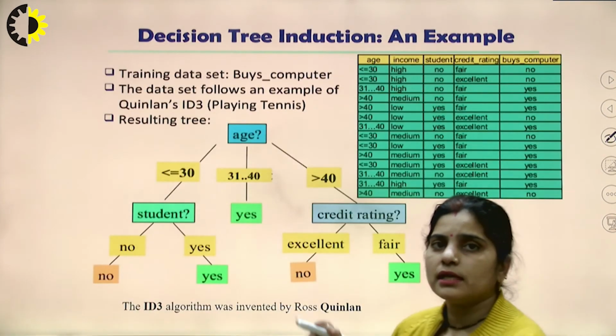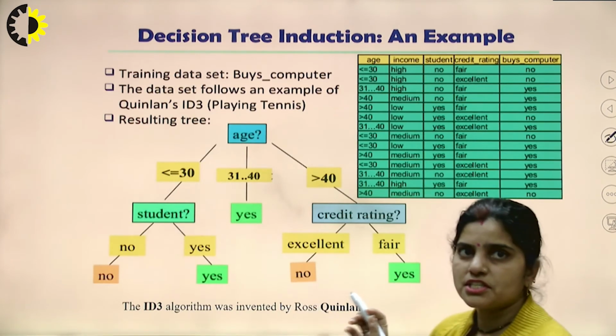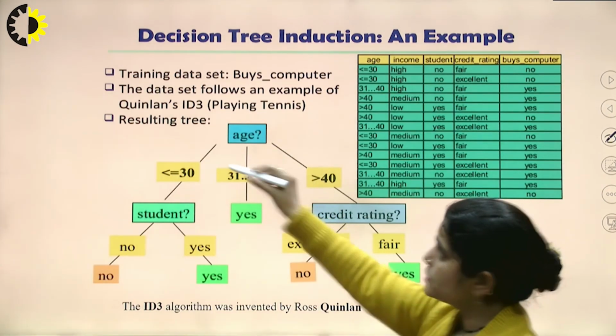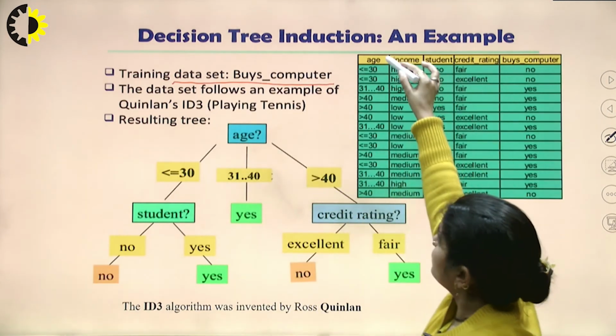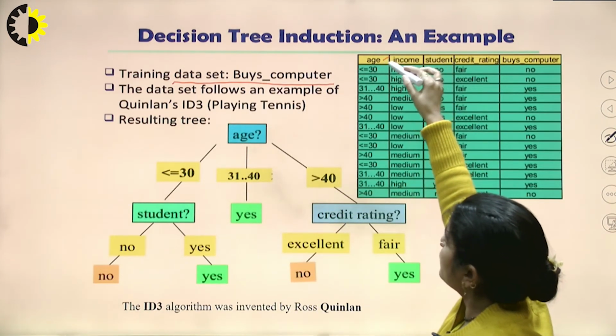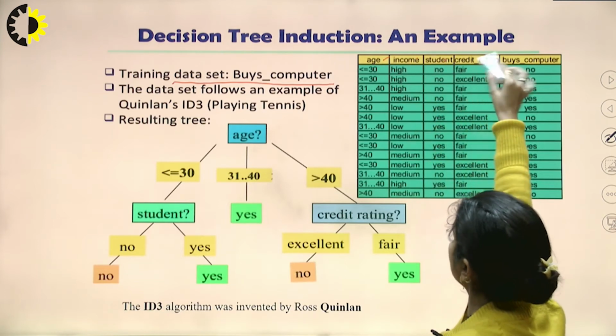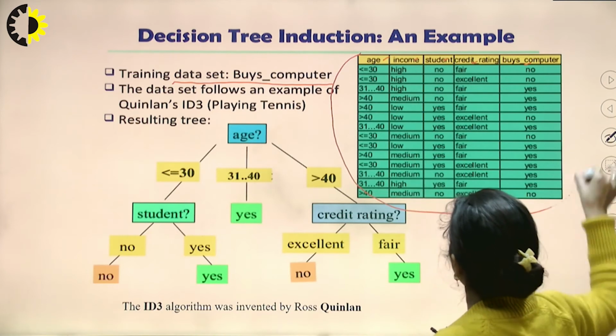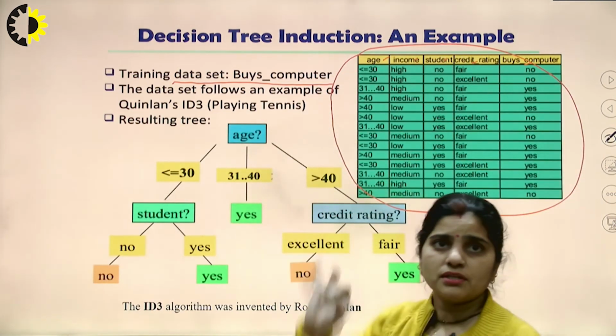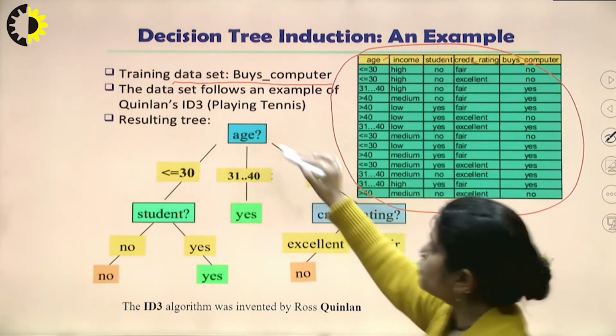Here the example is given. The decision tree induction is given. Inside this, a training data set is given, buys computer. Here the columns are age, income, student, credit rating, and buys computer. From this tabular data, we are going to deduce a decision tree. So, the root node is age.